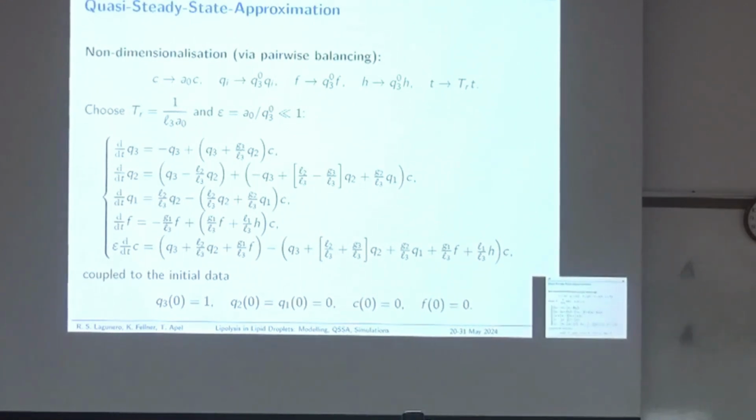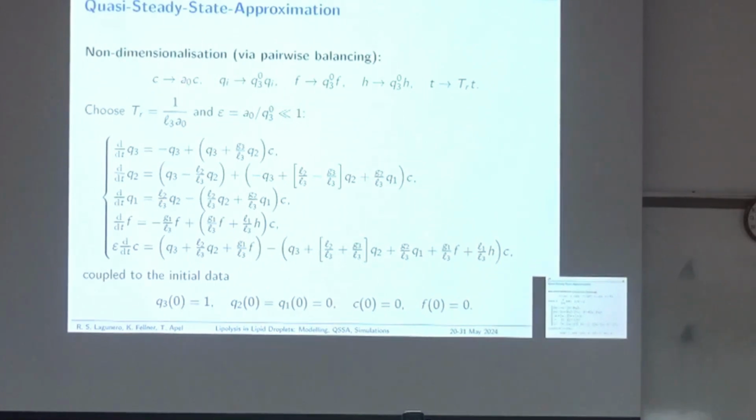Well, the first challenge here is how do you non-dimensionalize your system. And non-dimensionalization is an art itself. You can non-dimensionalize the system however you want. And there are many ways to do this. For example, in Kelly's method, there are many ways to non-dimensionalize. But at the moment, we prefer to use this so-called pairwise balancing. And so you non-dimensionalize your concentrations according to these reference concentrations.